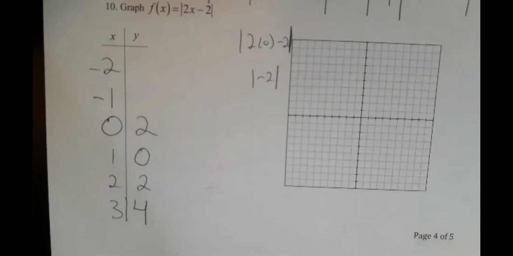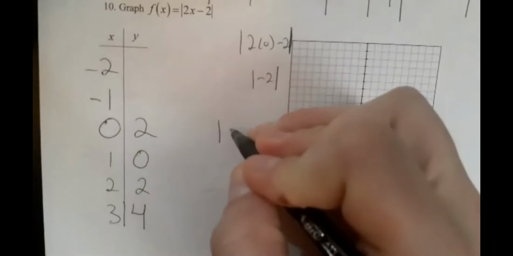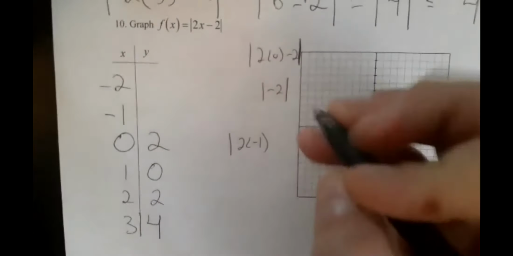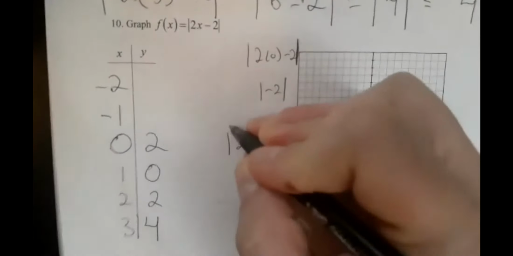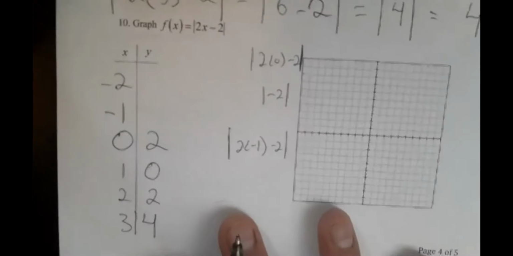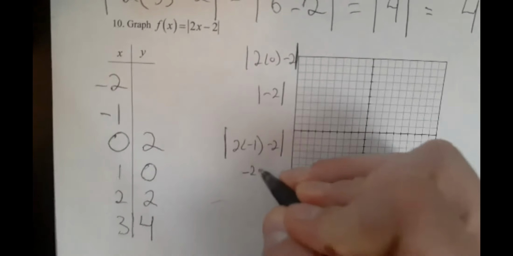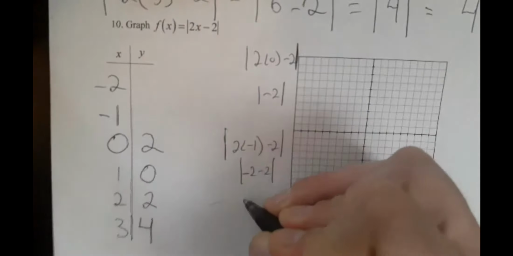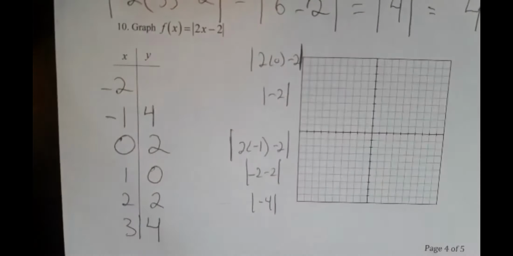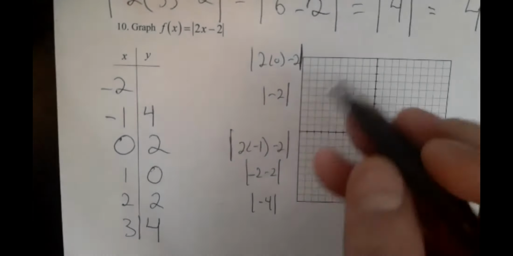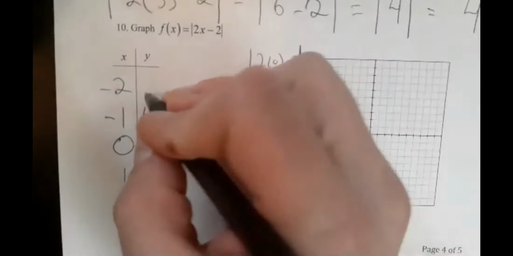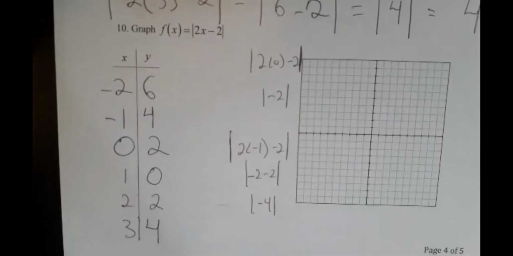2 times minus 1 is -2, which becomes 4. And when I plug in -2, I think I'm going to get -4, -2, -6. And that becomes +6. So I have a few points I need to plot here.